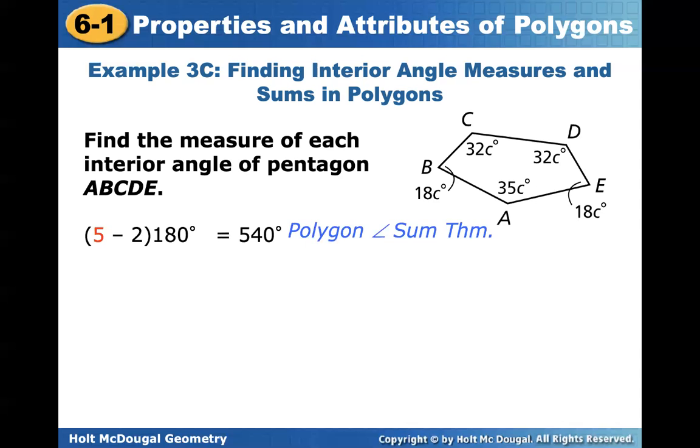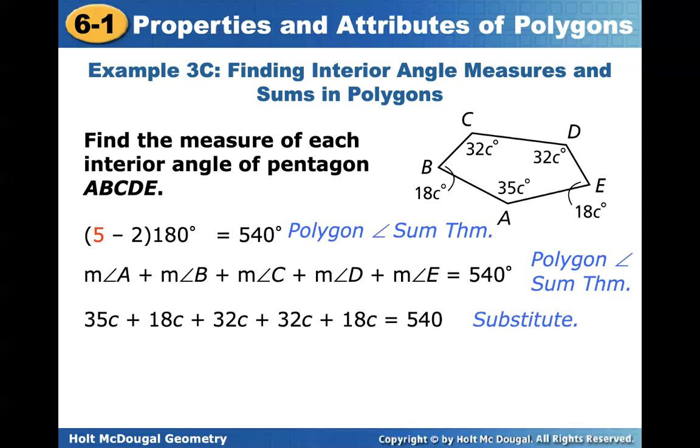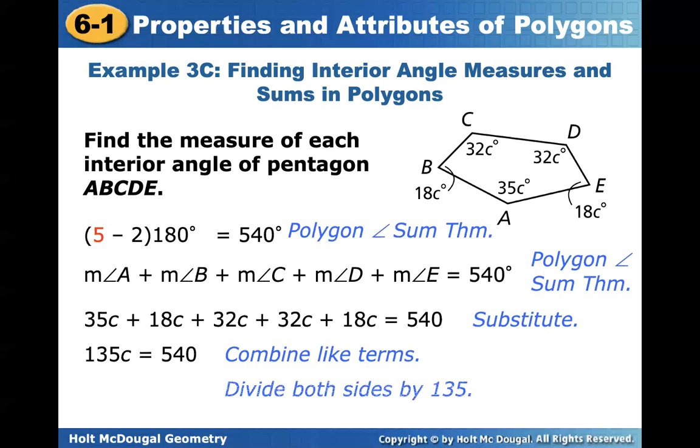So we take 5 minus 2 and take that times 180, we get 540 degrees. That means those 5 angles should add up to 540. So that's what I'm going to do. I'm going to add 18C, 32C, 32C, 18C, and 35C. Add all of those together. Gives me 135C. Divide both sides by 135. C is 4. That's not my answer.